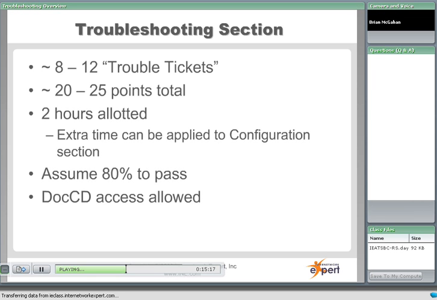Now for troubleshooting, you will be allotted 2 hours. You cannot go over this mark, but if you go under this mark, the extra time that you have left over can be applied to the configuration section. So as far as I understand it from what the program managers were talking about, there is going to be a timer that is counting down for each individual section as you're working through it. Then if you have time left over in troubleshooting, they will roll this forward into the configuration section.